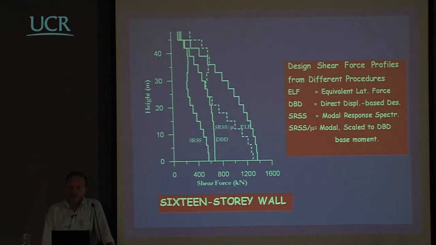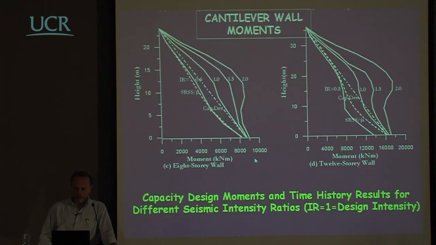If you do the same and you look at the distribution of the shear force along the height, you see that again you can have something which is extremely different in the different cases. And you can see that the case of the combination of the square root of the sum of the squares divided by the ductility gets closer to the case of the design with the lateral force approach.